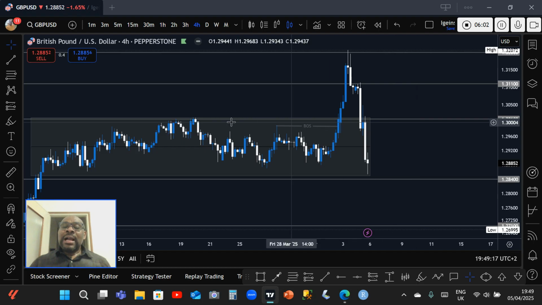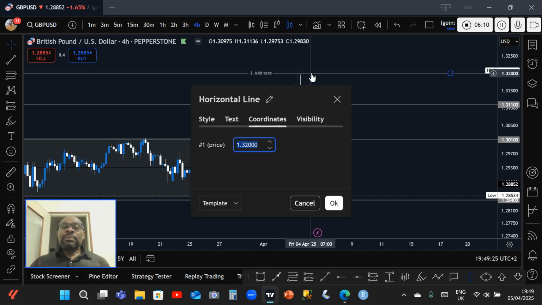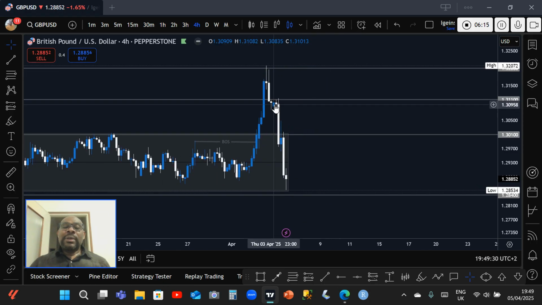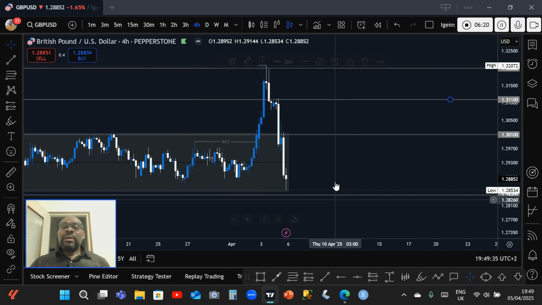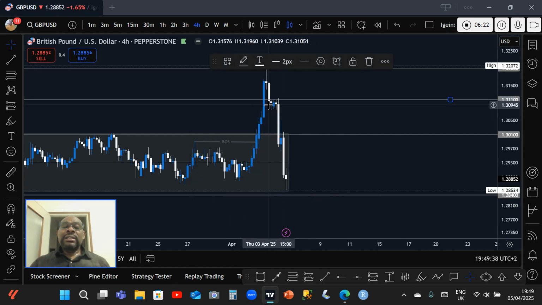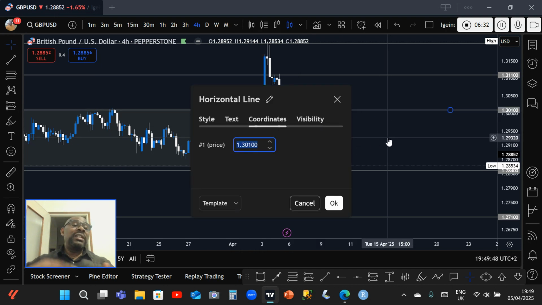Now that we have marked all our important support and resistance levels, if you look, price bounced from this point, 1.32000. And when price got to this point, 1.31100, price respected this. It created a little consolidation before it pushed to the downside. And when it got to this point again, like I told you, price moves in a range. If you don't know, go and do your backtesting, you will discover that price moves in a range.